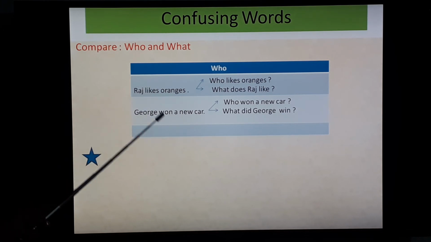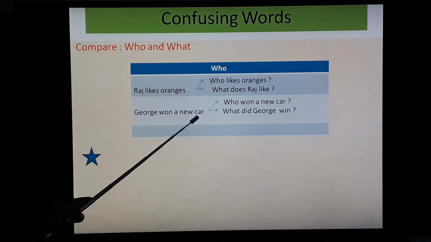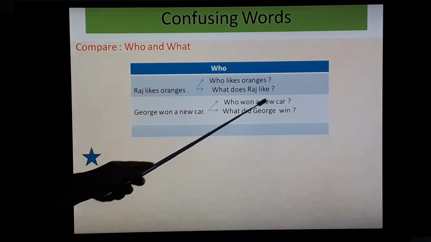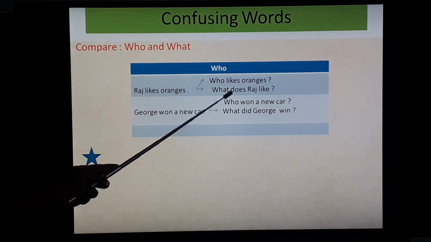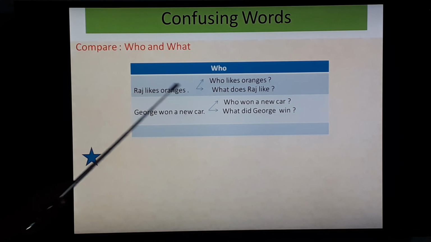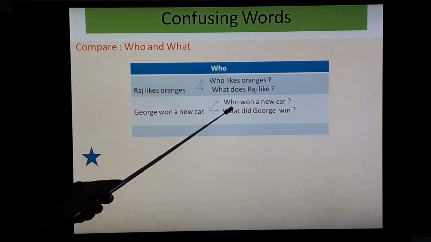Next, George won a new car. Now see, who won a new car? Who. With the help of who I will get the subject. So I will get George in reply. George won a new car. So George is the answer of this who.